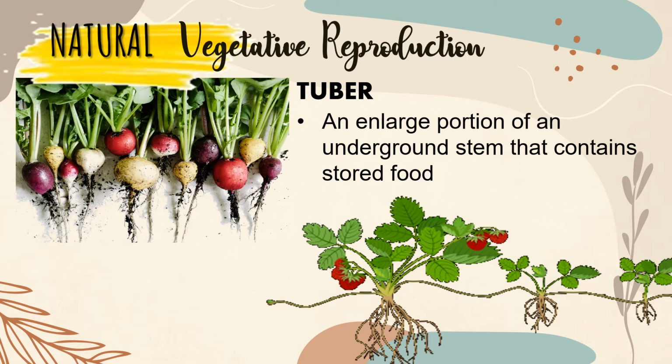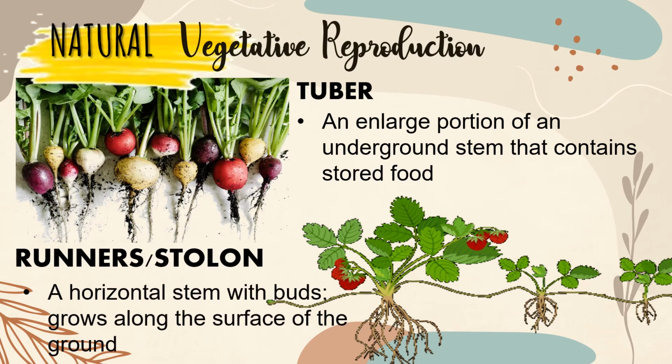Another example of natural vegetative reproduction happens in strawberries. They are called runners or stolons. So these are horizontal stems with buds, and they grow along the surface of the ground. Where the bud from the runner touches the soil, roots, stems, and leaves develop to form a new independent plant. Bermuda grass and Carabao grass are considered to be runners or stolons.